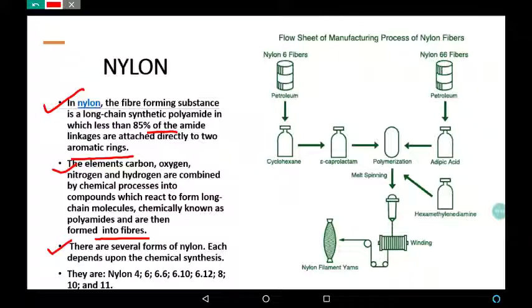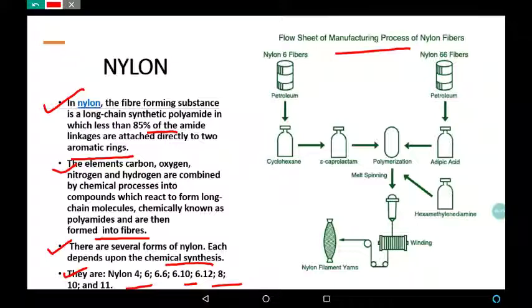There are several forms of nylon, each depending upon the chemical synthesis, that is nylon 4,6, 6,6, 6,10, 6,12, 8,10 and 11. Just take a look at the manufacturing process of nylon. For manufacturing of nylon, adipic acid and hexamethylene diamine are mixed together, and after that the mixture of nylon fiber is ready with addition of hydrogen gas.